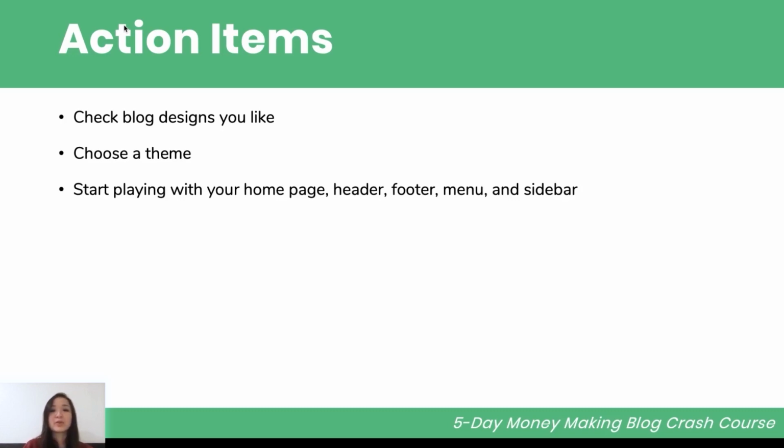Next, start playing with your homepage, your header, your footer, menu, and sidebar. All of that will live in your WordPress dashboard, and you can start customizing there. And then make your blog simple and professional. It's very important to make sure that it's very legible. I see a lot of common mistakes of people making their font way too small. You should make it clear and easy to read.